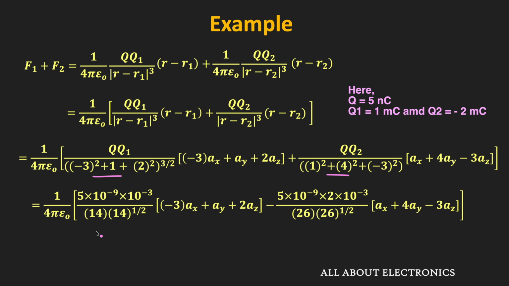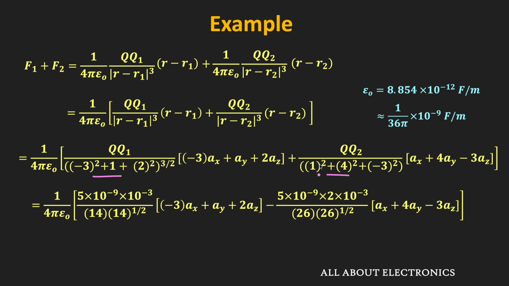Now in this expression, let us put the value of 1 divided by 4 pi times epsilon naught. As we have seen, the value of epsilon naught is equal to 8.854 times 10 to the power minus 12, or approximately it can be written as 1 divided by 36 pi times 10 to the power minus 9. Here for simplicity, we will use this approximation.